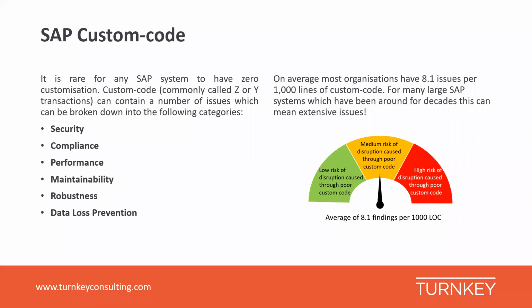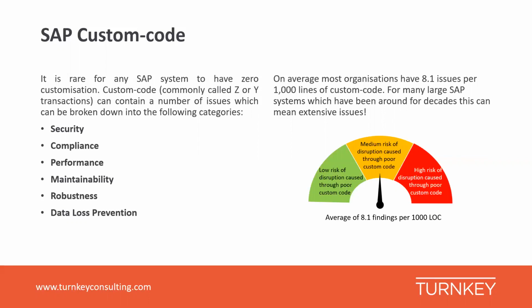Now with custom code, it's incredibly rare for a customer not to customize SAP. A typical ECC system has around 1 million lines of custom code in its production system, and these can be anything from new reports for legislative or regulatory reasons, to new transactions to speed up business processes, or just changing the default SAP screens to customize them to look more suitable for the organization in question.